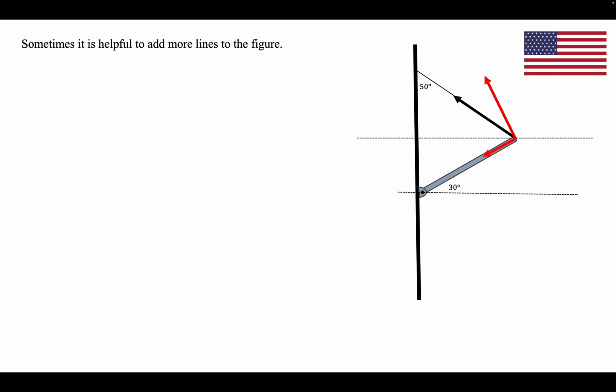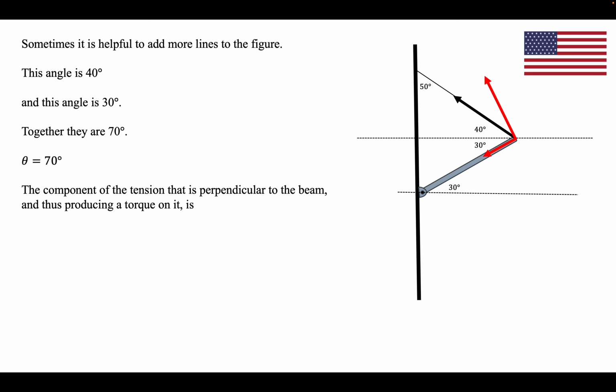Sometimes it's helpful to add more lines to the figure. There's a good line. This angle's 50. That's a right angle. That's a horizontal line, so this angle has to be 40. This angle's 30, so this angle's 60, because that's a right angle. That's a right angle. If that's 60, that's got to be 30. So now the total angle is 70. So we have the angle between the tension and the beam.